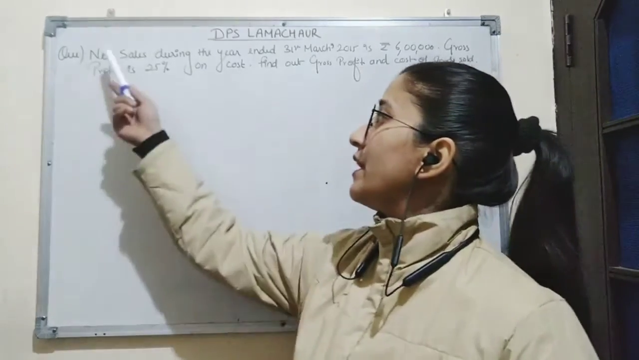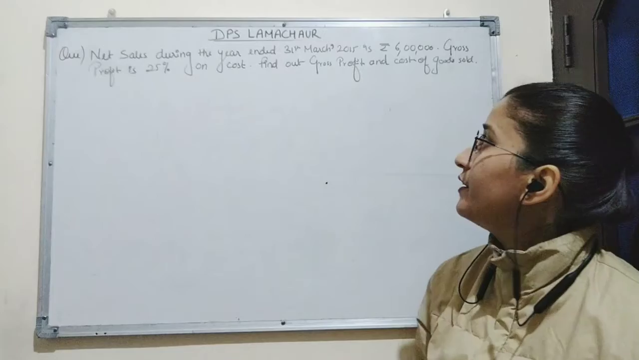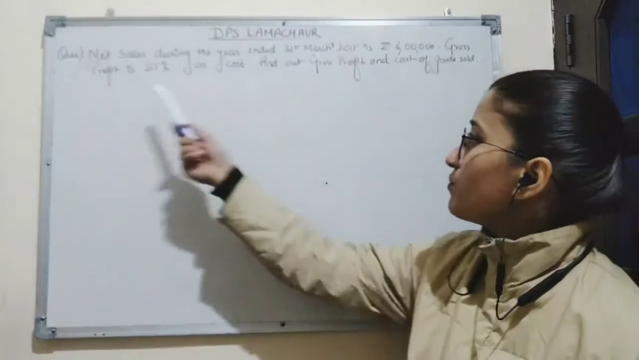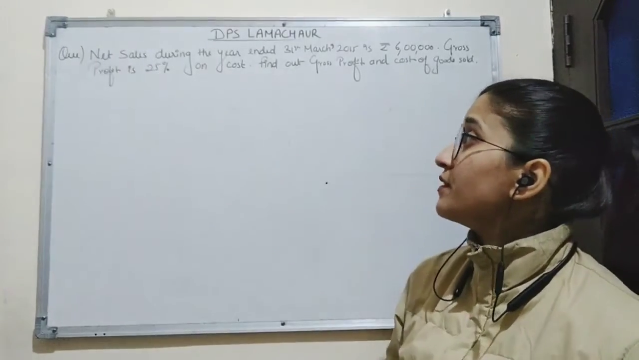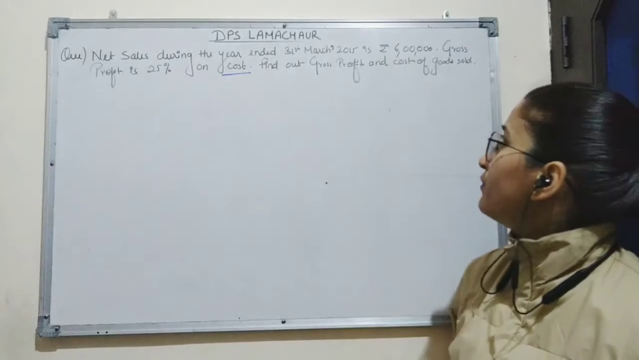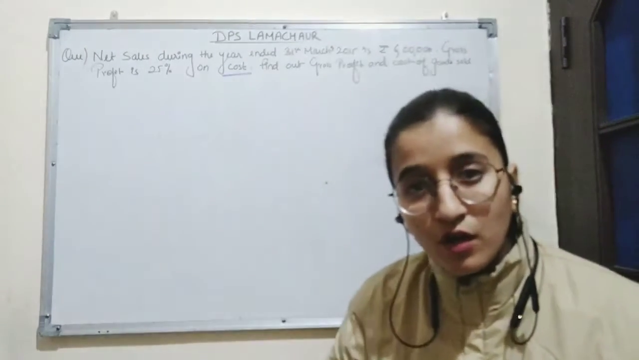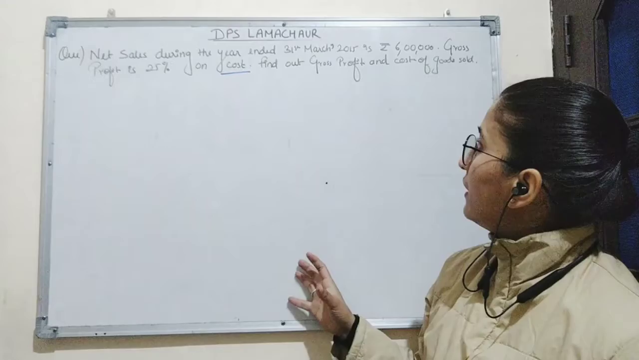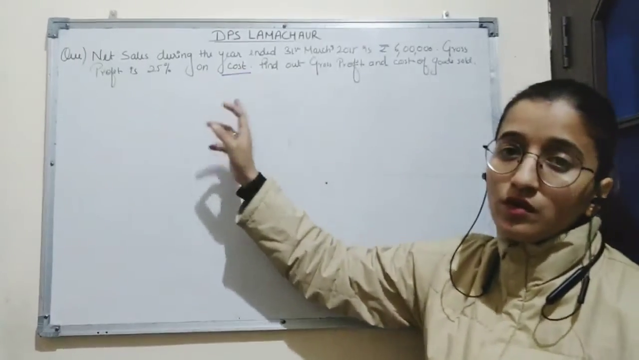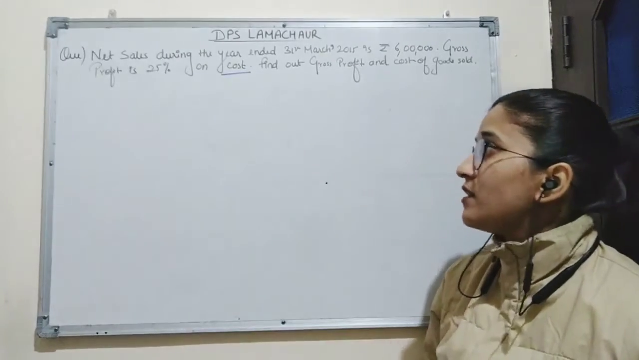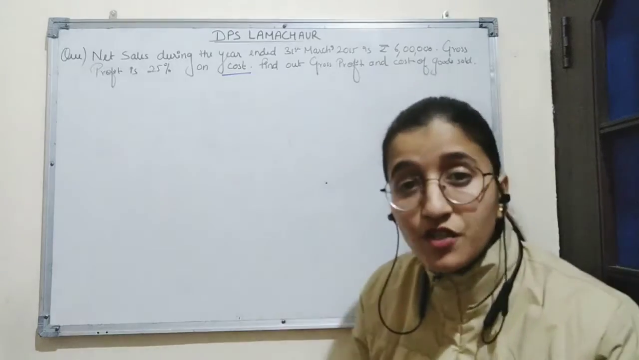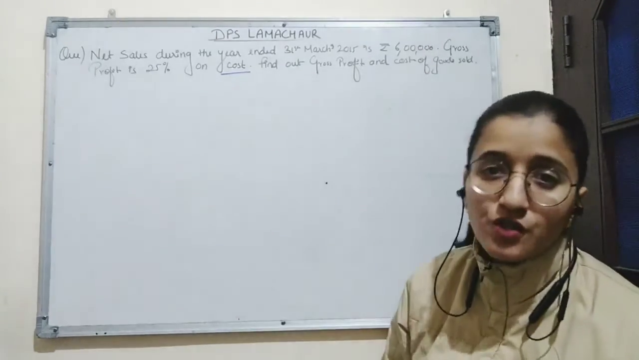Question is, net sales during the year ended 31st March 2015 is rupees 6 lakh. Gross profit is 25% on cost. We have to find out the amount of gross profit and cost of goods sold. So here gross profit is 25% on cost. Here the question arises, if the cost of goods sold is not given in the question, then on which amount will we calculate gross profit?